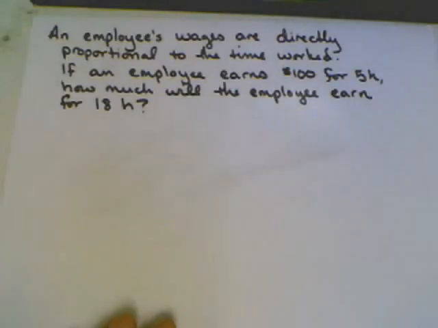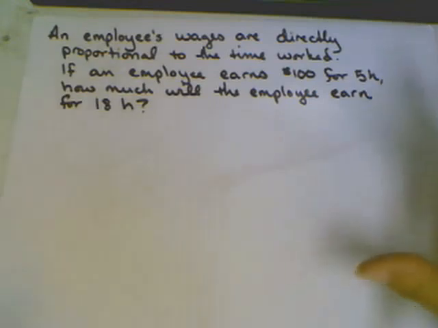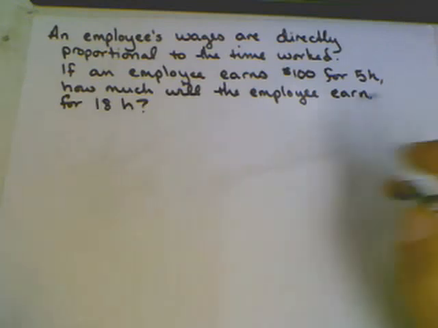An employee's wages are directly proportional to the time worked. This is true because if I think about the number of hours I work and I multiply by my wage, my dollars per hour, I'm going to get my total wages, and that's directly proportional because k, the constant of variation, is how much I make per hour.